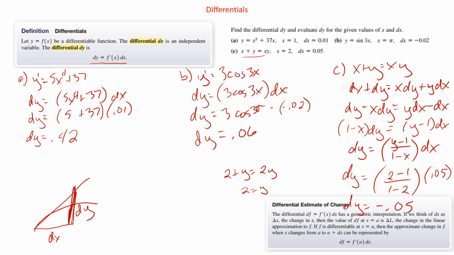The differential estimate of change is the same thing, but instead of y equals, they're using df. Other than that, it's the exact same thing. It's a change in the function instead of the change in y. Sensitivity analysis: sensitivity is just how much does y change when x changes. It's like what we've been working on.